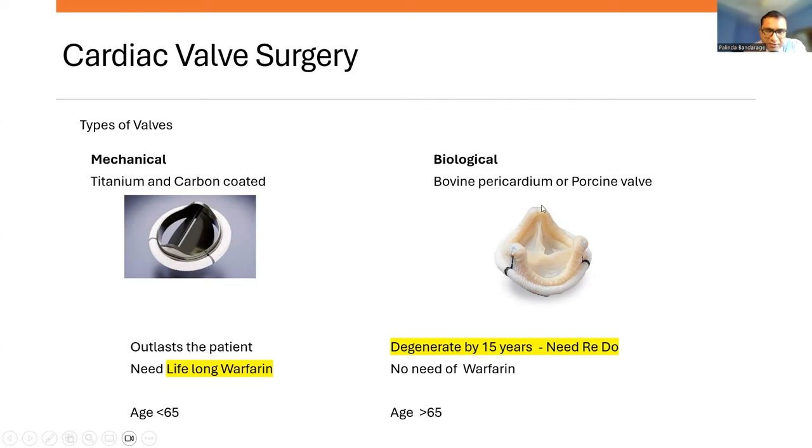But biological valves don't need warfarin. How we decide on offering a valve is that younger patients who are less than 60 to 65 will get a mechanical valve and continue on lifelong warfarin, while a patient who has less than 15 years of life expectancy should better go with a biological valve.